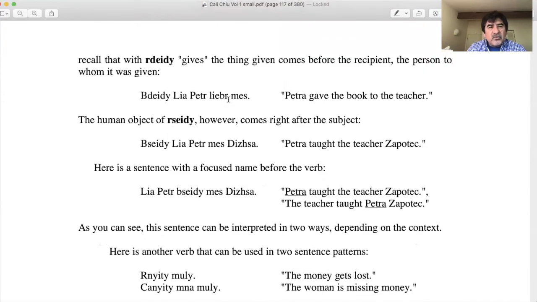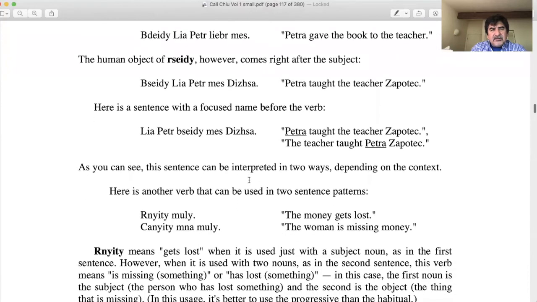Okay, we have more. Erdate, which means gives. Peter gave the book to the teacher. Or this one. Say Peter mestisa. Remember that the one who does the action immediately follows the verb. So she's doing the action, right? And what is she doing? She taught Zapotec to the teacher. So it is said, Lepeter mestiza.